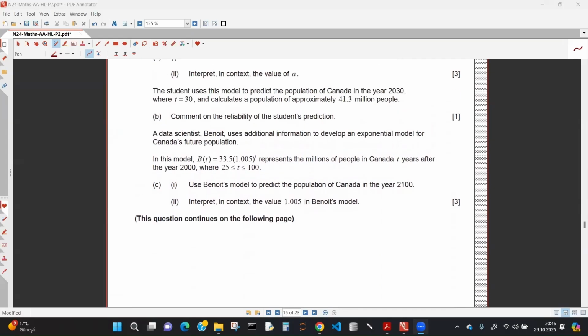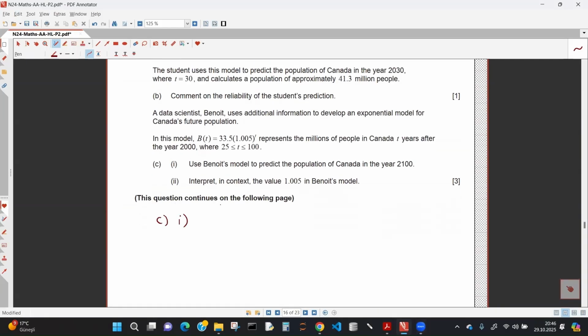A data scientist, Benoit, used additional information to develop an exponential model for Canada's future population. In this model, B(t) represents the millions of people in Canada t years after the year 2000, where t is between 25 and 100. Use Benoit's model to predict the population of Canada in the year 2100. We will just plug in 100 into this formula.